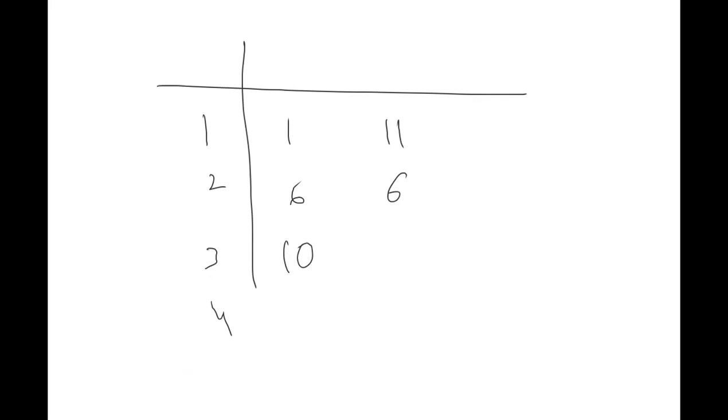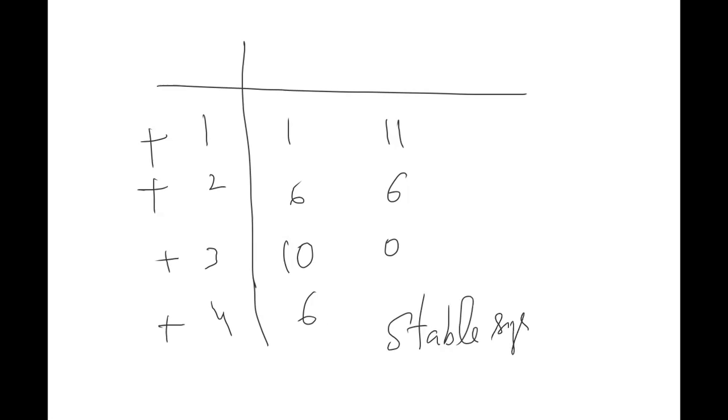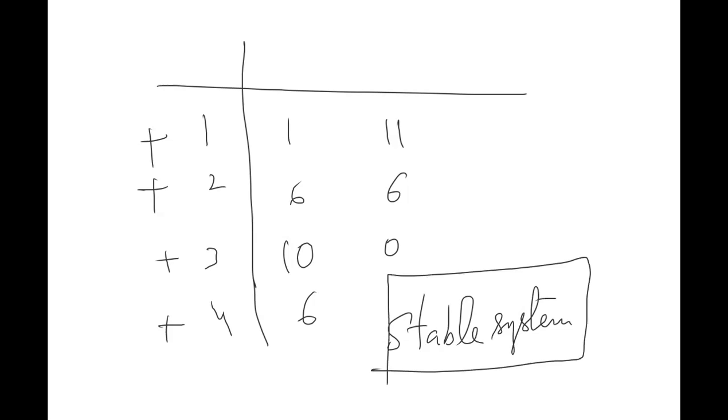So what are the rows that we'll get? 1, 11, 6 and 6. 66 minus 6 by 6, that is 60 by 6. So this is 10. Okay. This is 0. 10 into 6 by 10 is 6. Plus, plus, plus, plus. So all are plus. So this is a stable system.